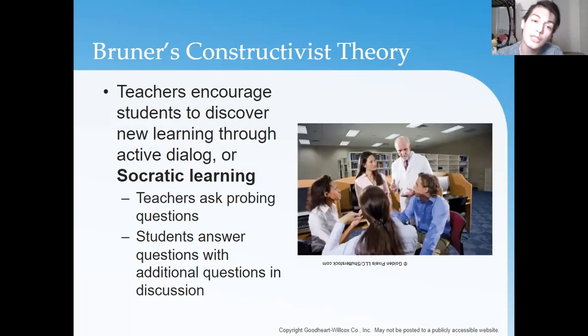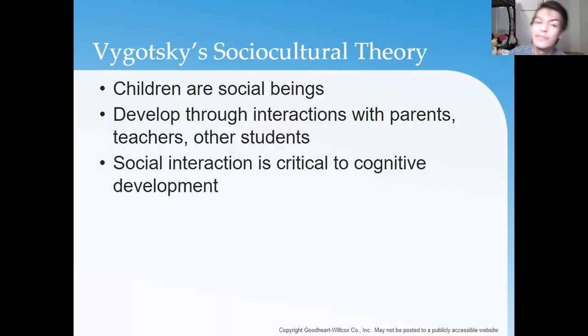In addition, teachers encourage students to discover new learning through active dialogue or Socratic learning. Teachers ask probing questions, and the students answer questions with additional questions and discussion.